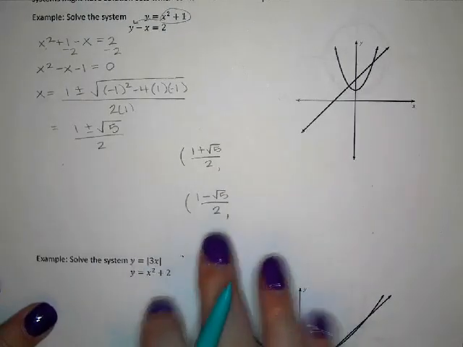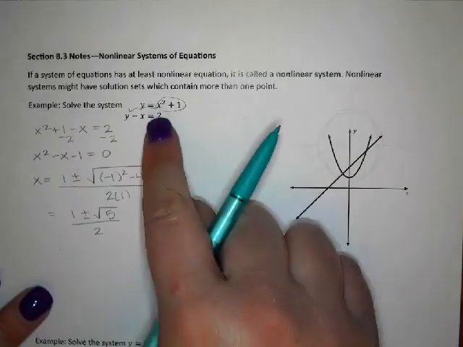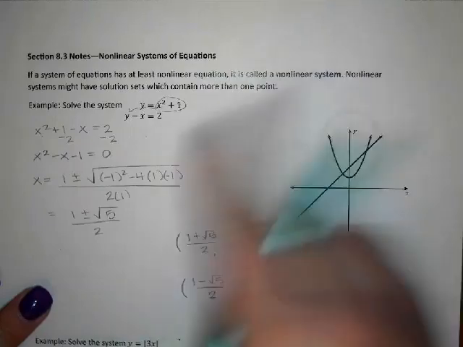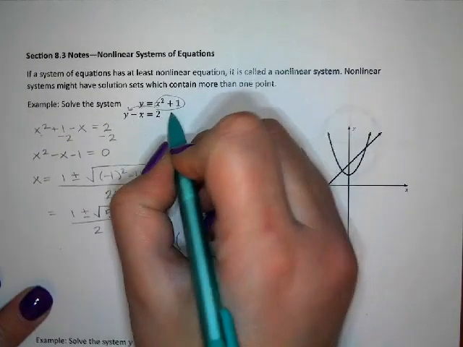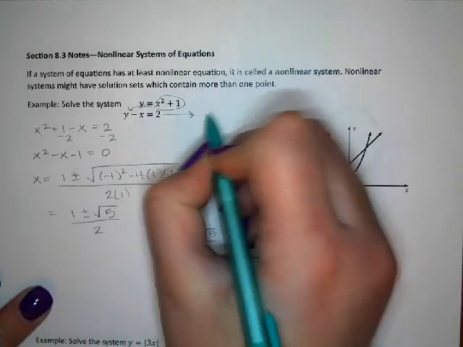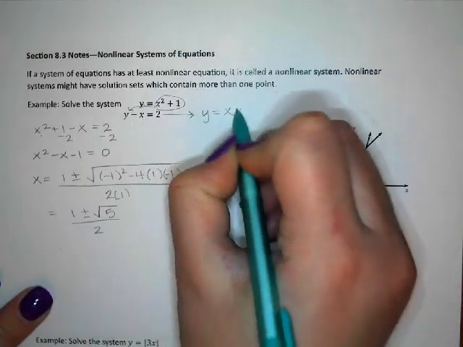So to find the y coordinate, you can use either equation and make sure you use the easier one. So here we have y minus x equals 2, which we can think of as y equals x plus 2.